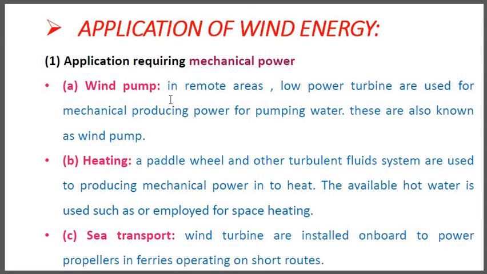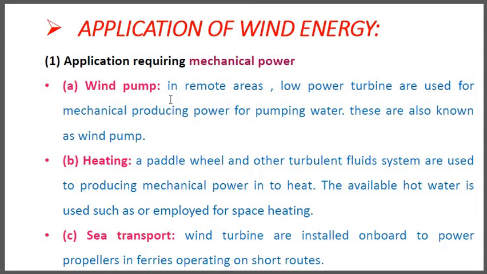Now heating. A paddle wheel and other turbulent fluid systems are used for converting mechanical power into heat. The available hot water is employed for space heating. So a paddle wheel or a turbulent fluid system is used to convert mechanical power into heat by using the wind power, and this hot water is used for space heating.